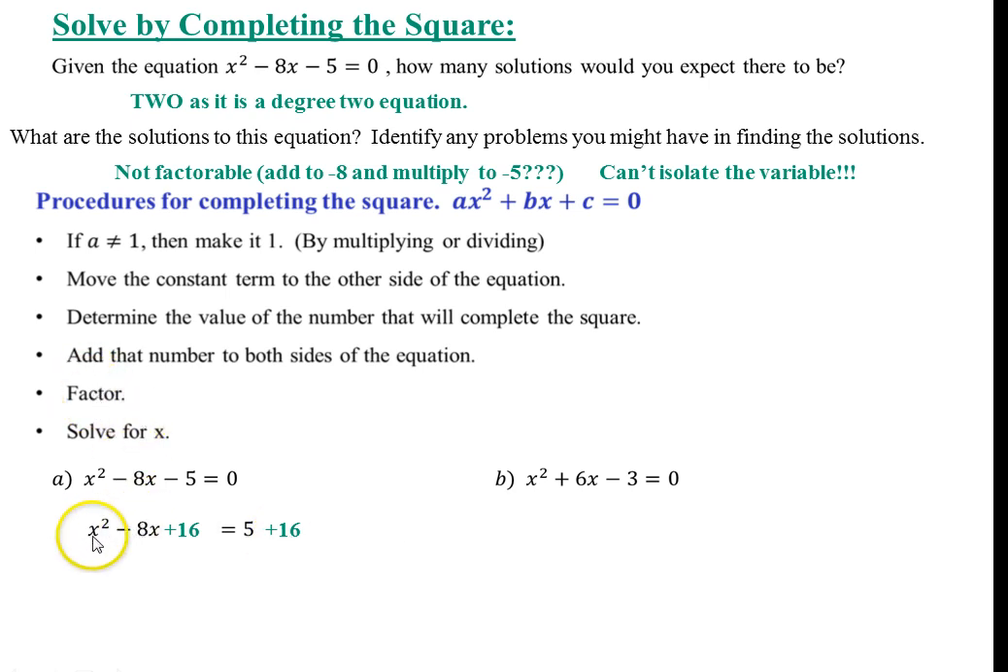Now the left side we're going to factor. This is now a perfect square trinomial. So the factors of x squared minus 8x plus 16 are x minus 4 all squared. And obviously 5 plus 16 is 21.